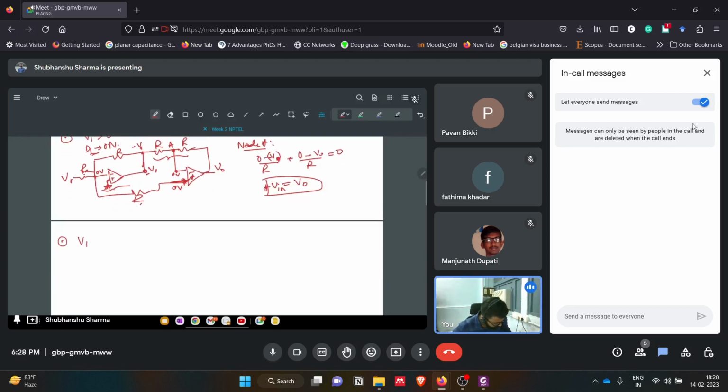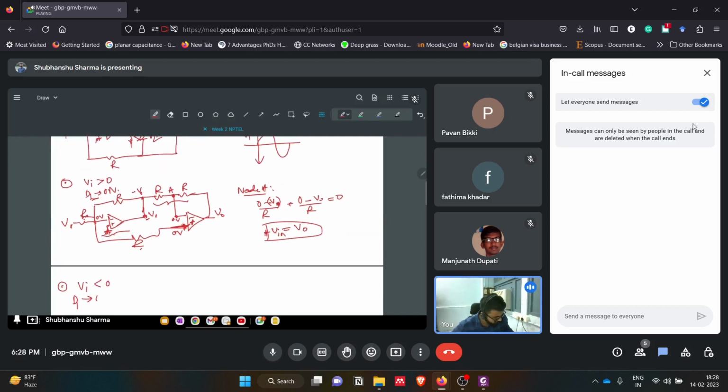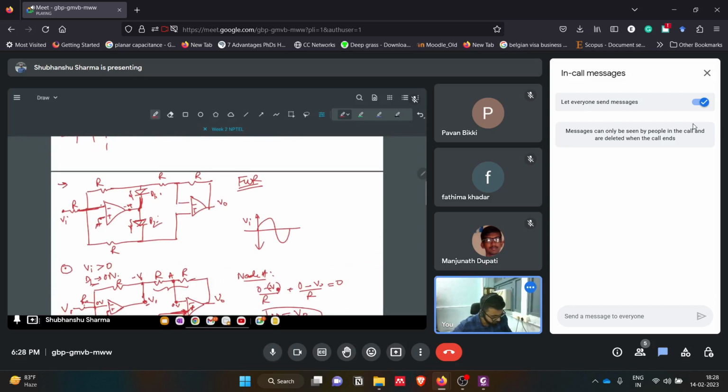Now what will happen if Vi is less than 0, in the negative cycle of the input? This part is negative, then this is 0. The output of this will become positive, because the output will be V1 minus or minus V2. So ultimately it will be positive. So this will be positive.